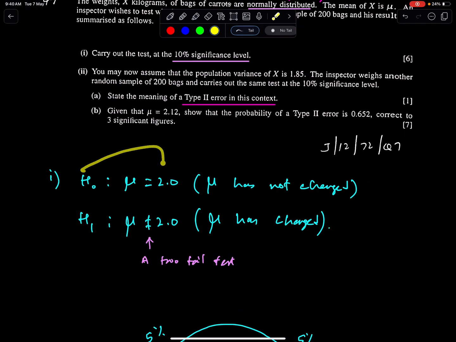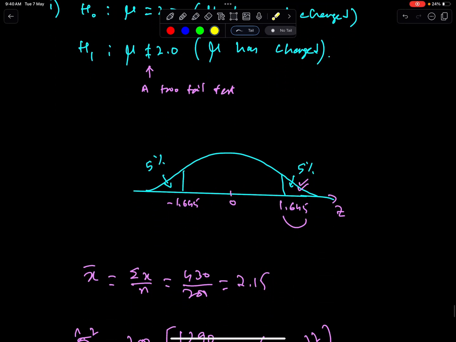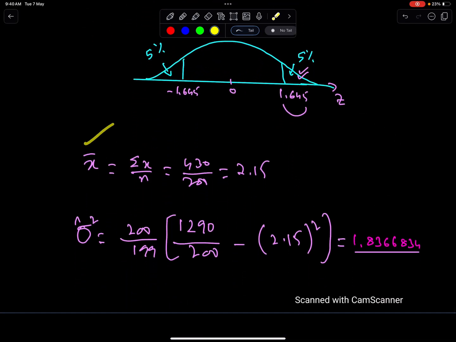See, H0 is mu = 2.0. This means mu has not changed. And H1 is mu is not equal to 2.0. That means mu has changed. And this not equal sign means a two-tailed test. Therefore, this 10% is divided into equal parts: 5% here, 5% here. And the corresponding 5% value of Z is 1.645 here and minus 1.645 here. Now, X bar is sigma x upon n, which is 2.15, and sigma cap square. You know the formula of sigma cap square, and write all the digits of the answer.